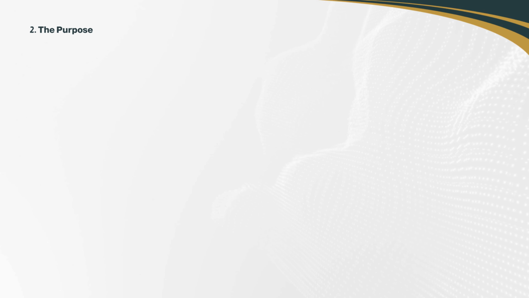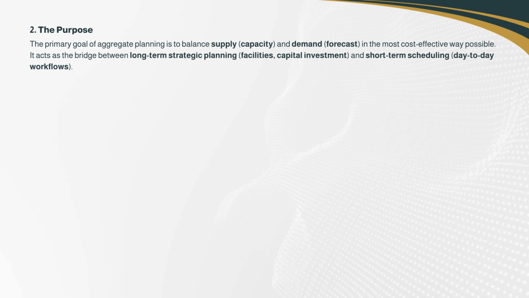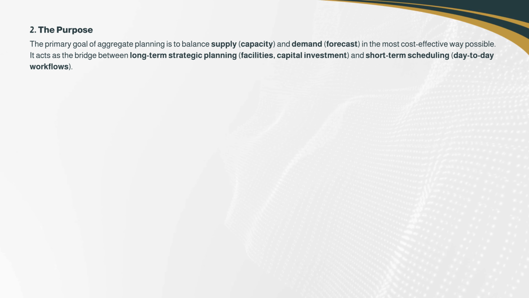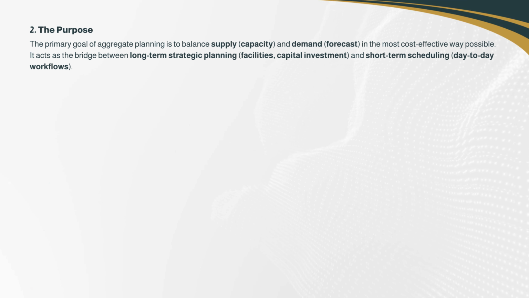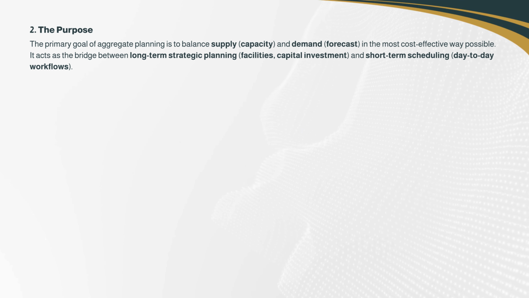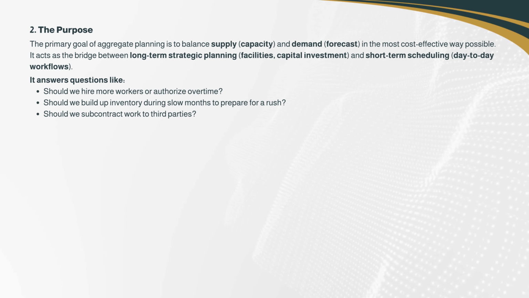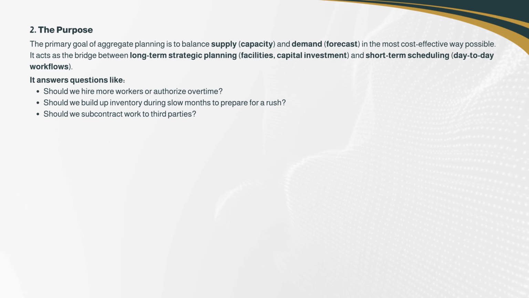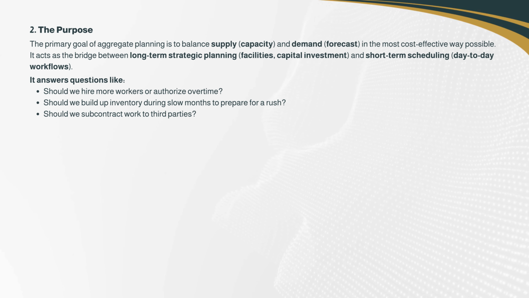2. The purpose. The primary goal of aggregate planning is to balance supply, capacity, and demand forecast in the most cost-effective way possible. It acts as the bridge between long-term strategic planning, facilities, capital investment, and short-term scheduling, day-to-day workflows. It answers questions like: should we hire more workers or authorize overtime? Should we build up inventory during slow months to prepare for a rush? Should we subcontract work to third parties?